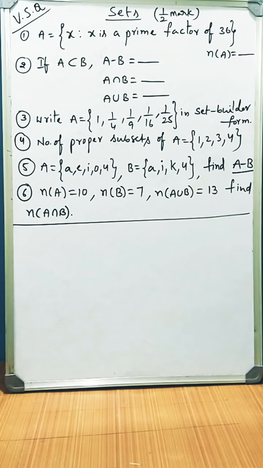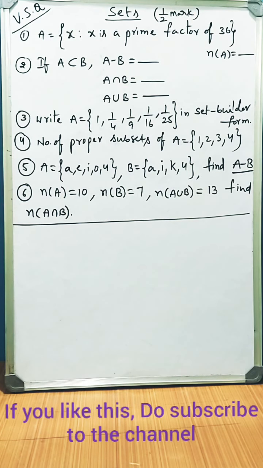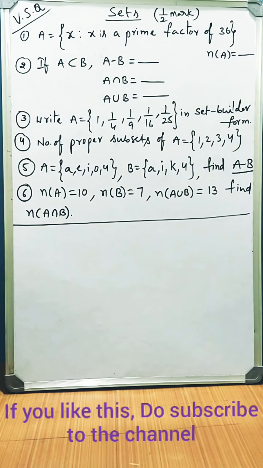Now let us discuss some important very short answer questions from the chapter sets. Here I have taken a set of 6 questions. Carefully read the questions, try to understand them and figure out the answers. Meanwhile, pause the video and find the answers. If you are done with the answers, follow the video. I am going to the answers. Let us see what is the first one.